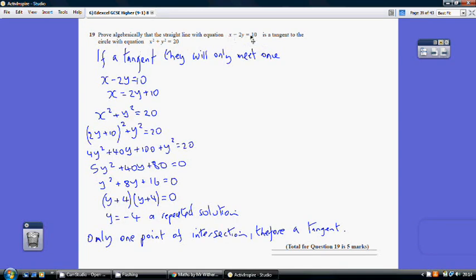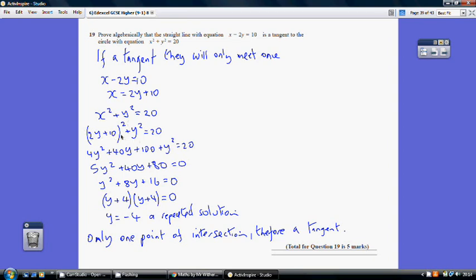So let's start off by rearranging the linear equation, making x the subject. So adding 2y to both sides, we get x equaling 2y plus 10. And then we're going to substitute this into the circle equation. So we're going to replace the x here with our 2y plus 10. So it's 2y plus 10 all squared plus y squared equals 20.